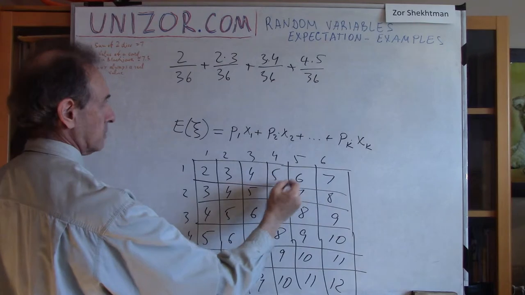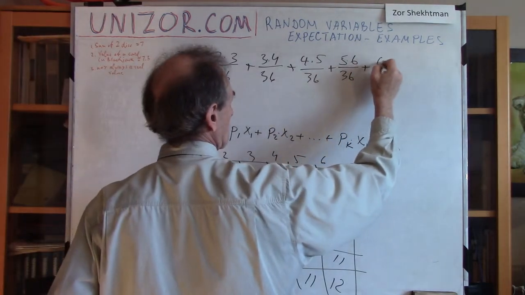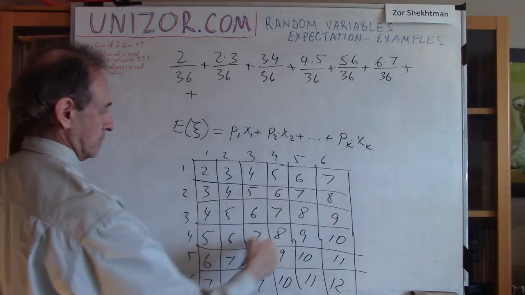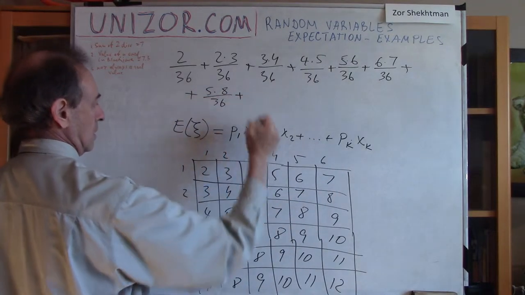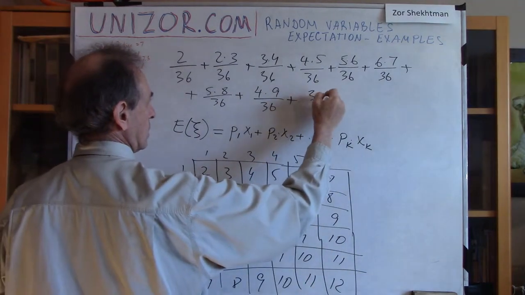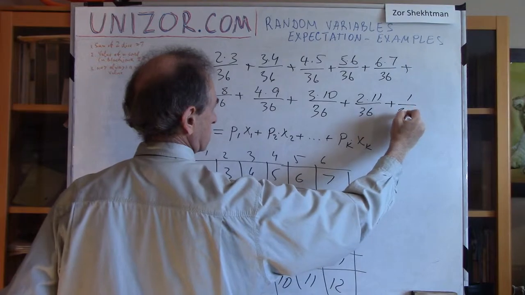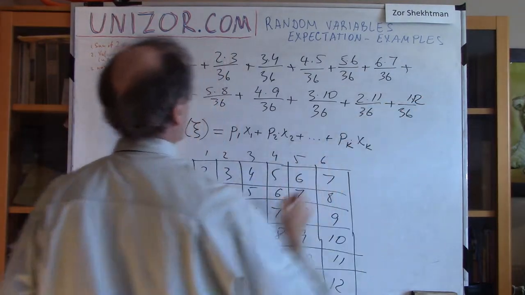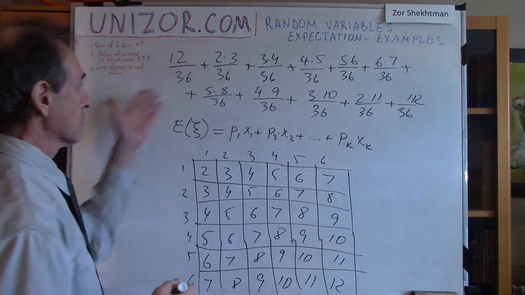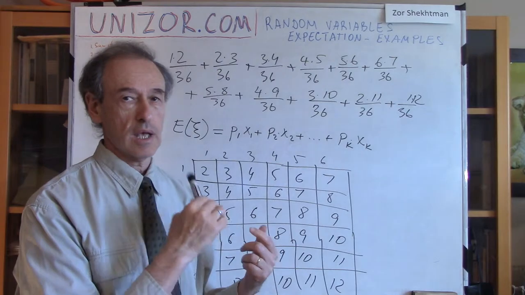6 I have 5 times. 7 I have 6 times. 8 I have 5 times. 9 I have 4 times. 10 times 3, 2 times 11, and 1 times 12. Okay. So that's basically the result of accumulation of products of the probabilities and values.